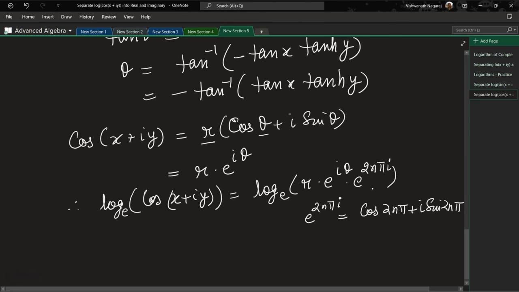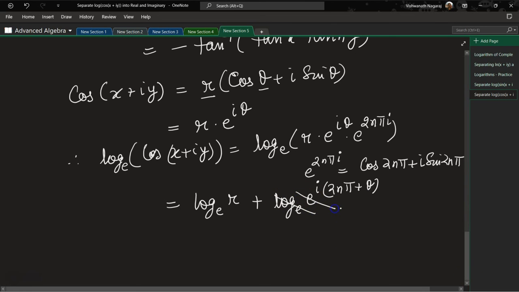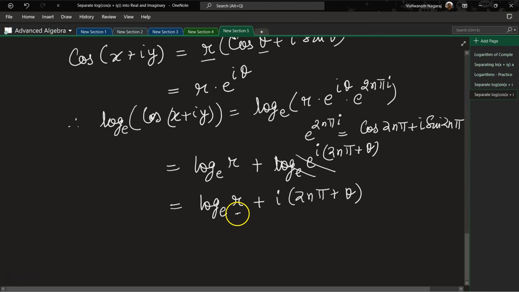Okay, so now let's apply logarithm rules. I can say log e of r plus log e of e to the power of I, where I is common, times 2n pi plus theta. Now log and e cancel out each other. We are left with log e of r plus I times 2n pi plus theta. Okay, now let's look here. We know what is r, we know what is theta. So let's do the substitution.